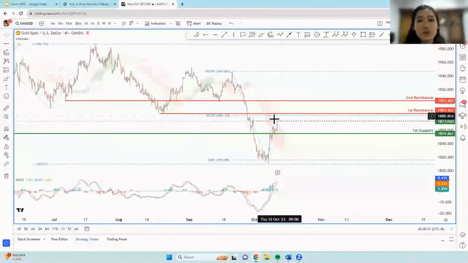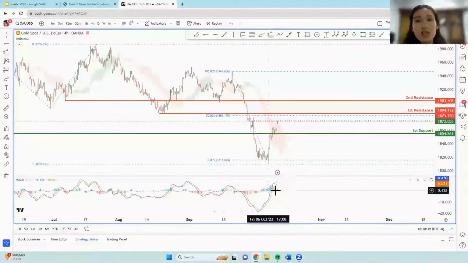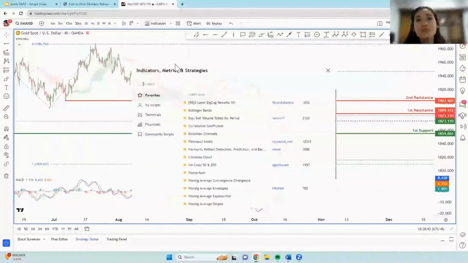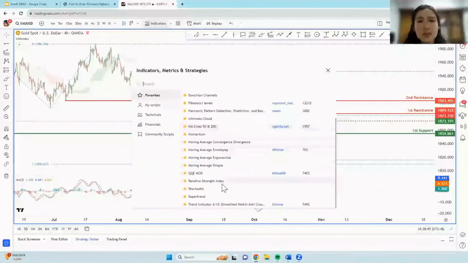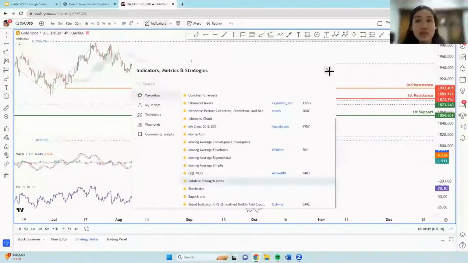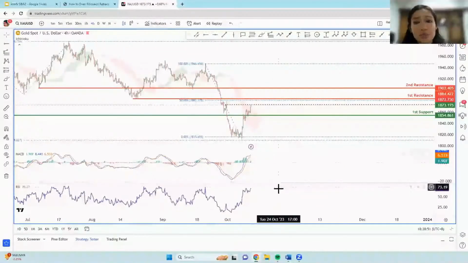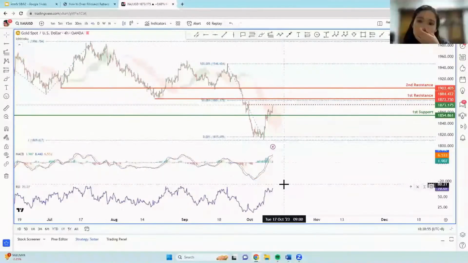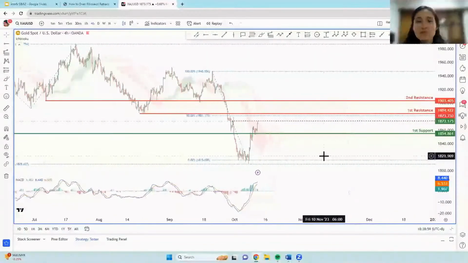You can see price is moving above the Ichimoku cloud. MACD is also giving us a bullish signal. I like to use MACD and Ichimoku because at one glance I can see exactly what the signals are. RSI isn't really telling us much.